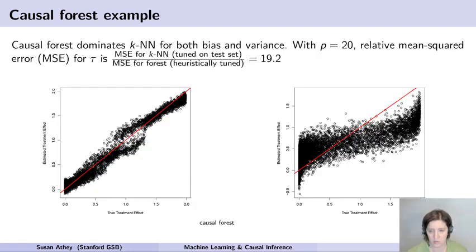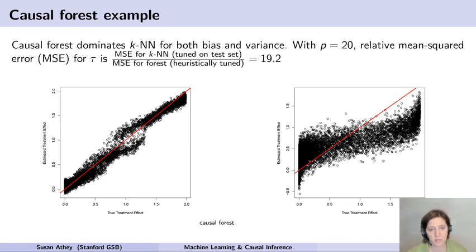So we can look here and see how well calibrated the models are. On the left, for causal forest, things look very well calibrated. That is, on the x-axis we have true treatment effects, and on the y-axis we have estimated treatment effects. And they're lining up on the 45-degree line, which means that estimates are close to truth.